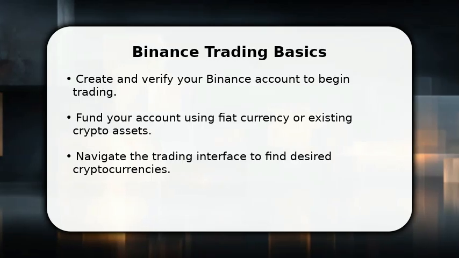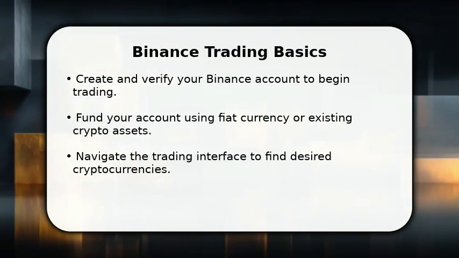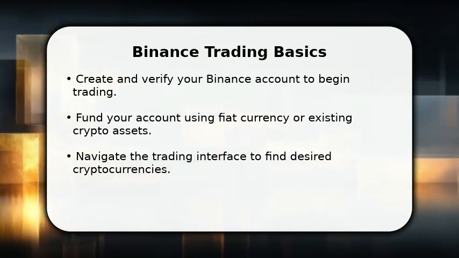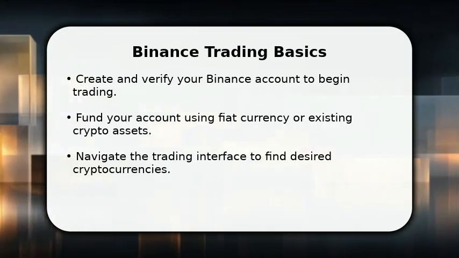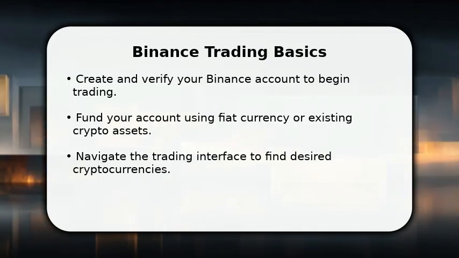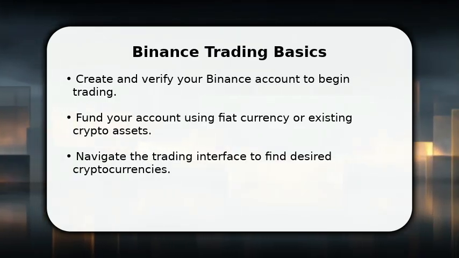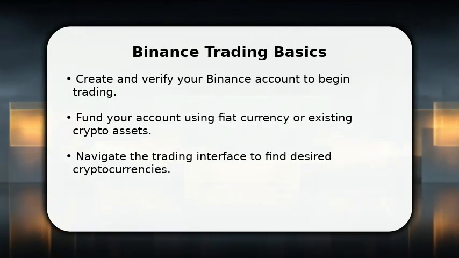In this video, I will explain how to use Binance for crypto trading. First, you will need to set up and verify your Binance account, which typically involves identity verification. Once verified, you can deposit funds, either by linking a bank account for fiat currency or transferring existing crypto from another wallet. With funds in place, you are ready to explore the vast array of cryptocurrencies available on the platform and begin your trading journey.